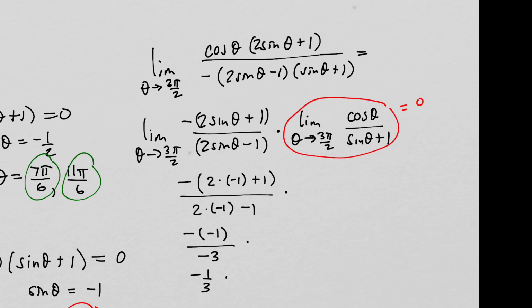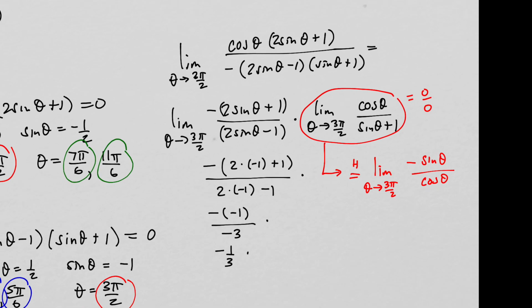And this limit we know is 0 divided by 0. So to do this one, we have to apply L'Hopital's rule. We're going to take the limit as theta goes to 3 pi over 2. We'll take the derivative of cosine, which is negative sine. And then we'll take the derivative of sine, which is cosine. And now you see that this limit is going to be negative 1 divided by, and then cosine is 0. And so what we're getting here is infinity. So we have negative 1/3 times infinity, which essentially is negative infinity.